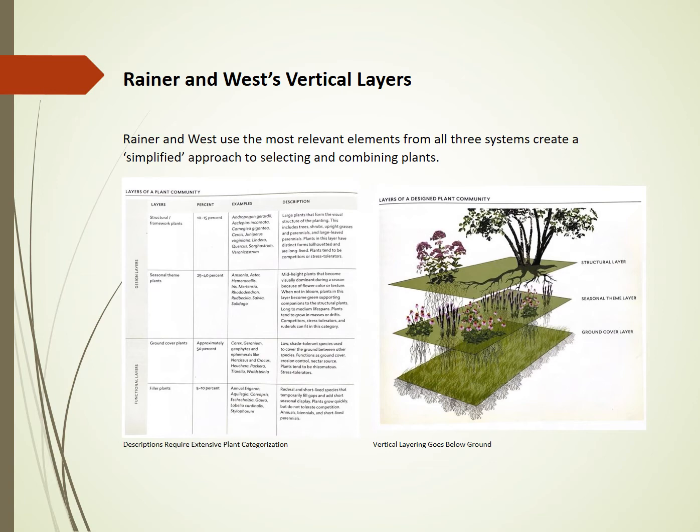The top 2 layers are design layers. They're more visible. The bottom 2 layers are functional layers. They provide less visible ecological support. For example, soil loosening, nitrogen fixing, beneficial insect support, mycorrhizal fungi, ground layer duff, and more.